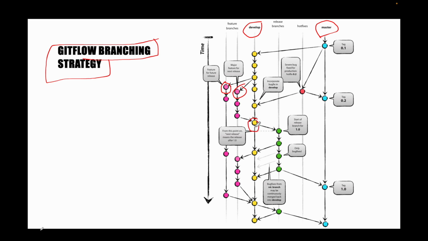And from the develop branch, we create something called a release branch. This release branch is what is released. It is like releasable software. Once it is released, it is merged back to your master and to your develop.